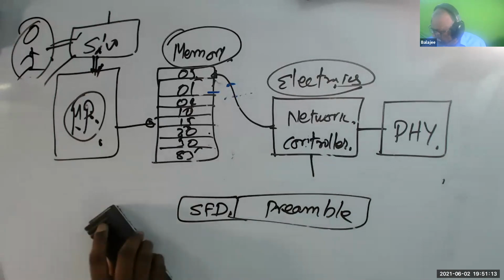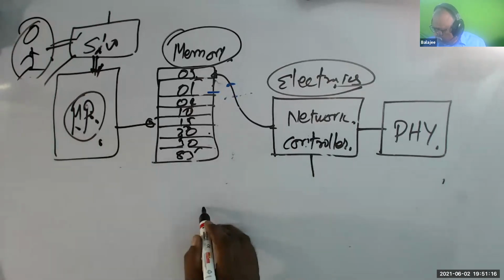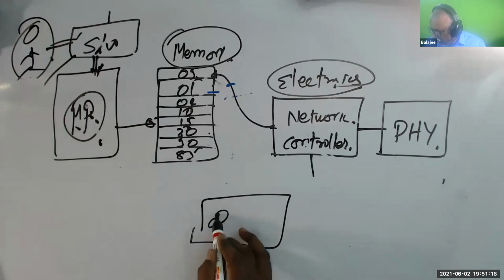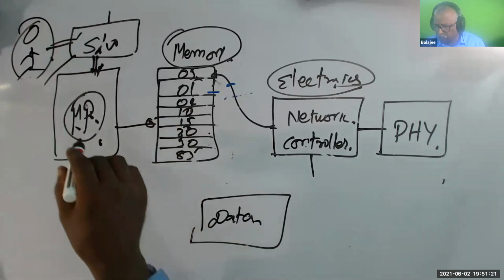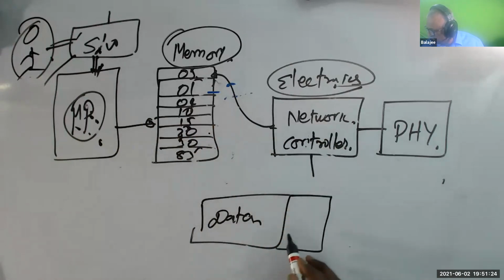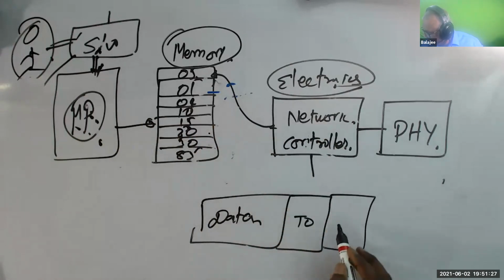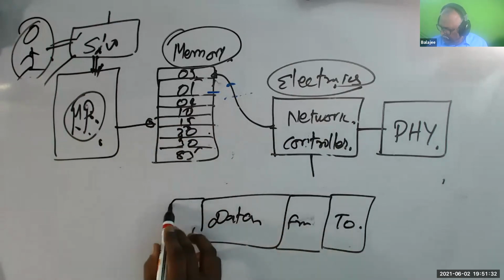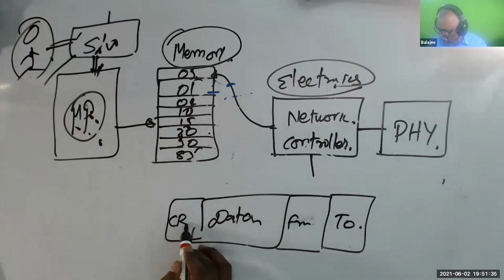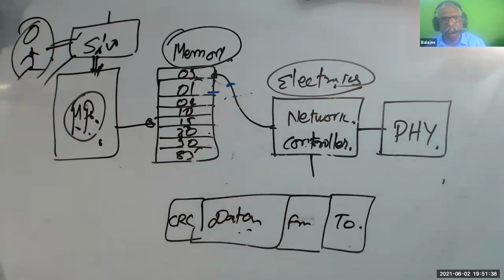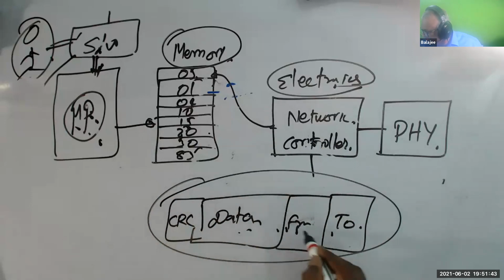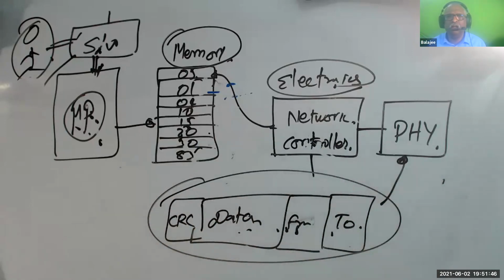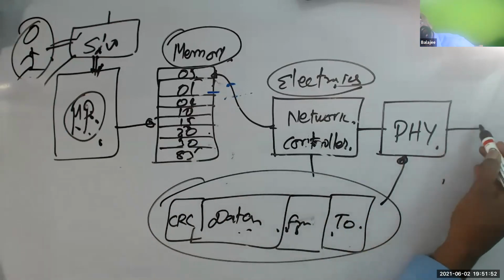What is happening is the network controller gets the data from the memory, from the microprocessor. Then he adds the to address, from address, then checksum, CRC. This is all done by the network controller. And then he is the one who will send this to the PHY device. That's called the physical device. This guy will send it outside.